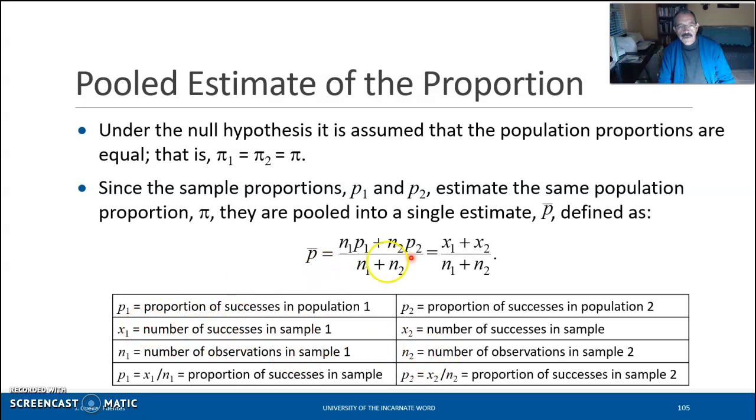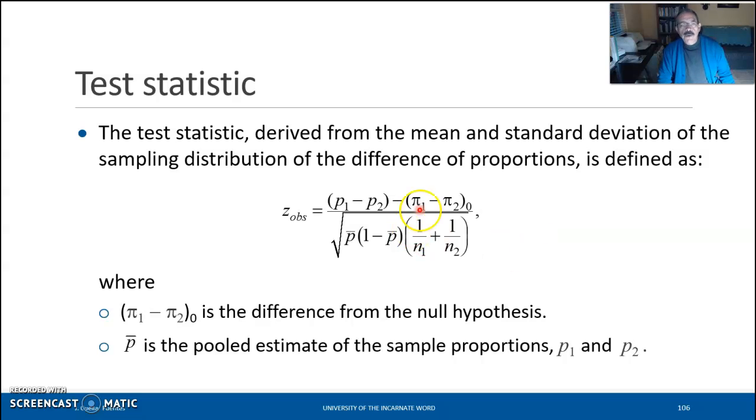This table just shows you what each of these symbols represents. All right, so once you have this estimate of the pooled sample proportion, then you can construct the test statistic, which comes from the sampling distribution of the difference of proportions. And so we have the difference of proportions that comes from the sample and the difference of population proportions that come from the null hypothesis. That's why I have this sub-zero here.